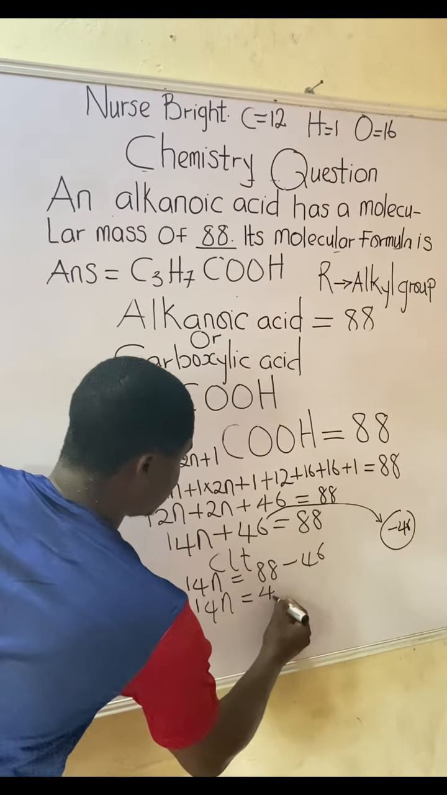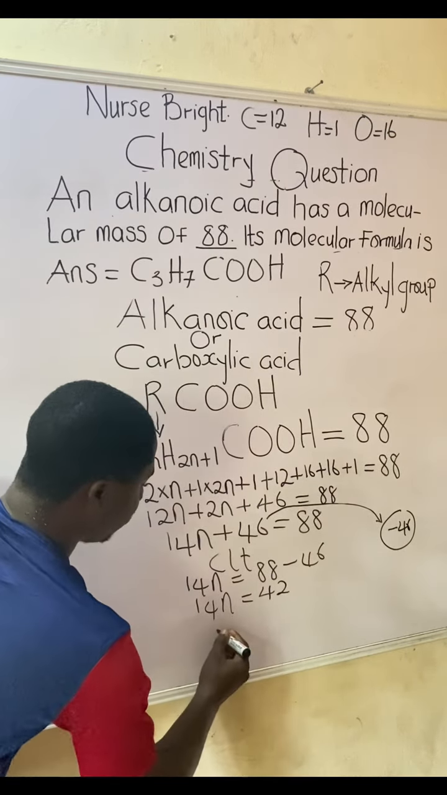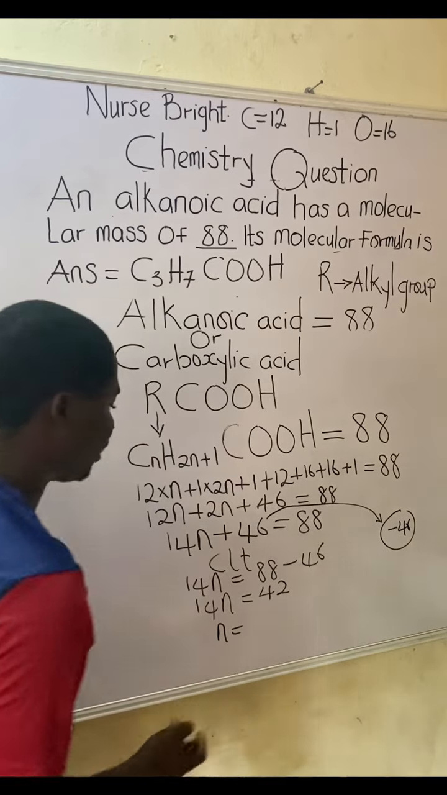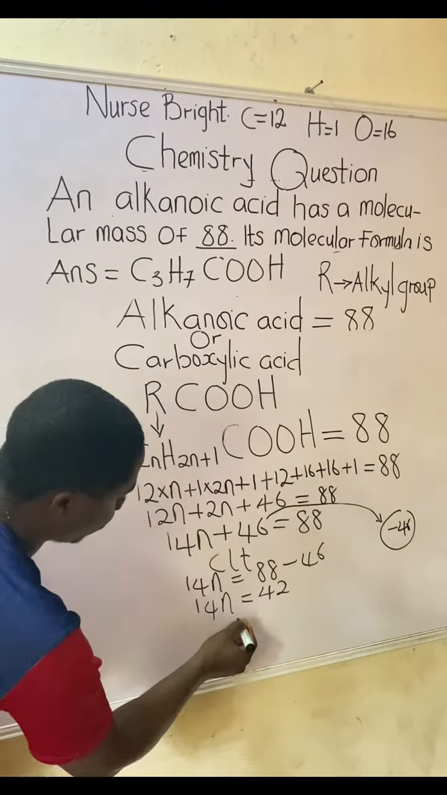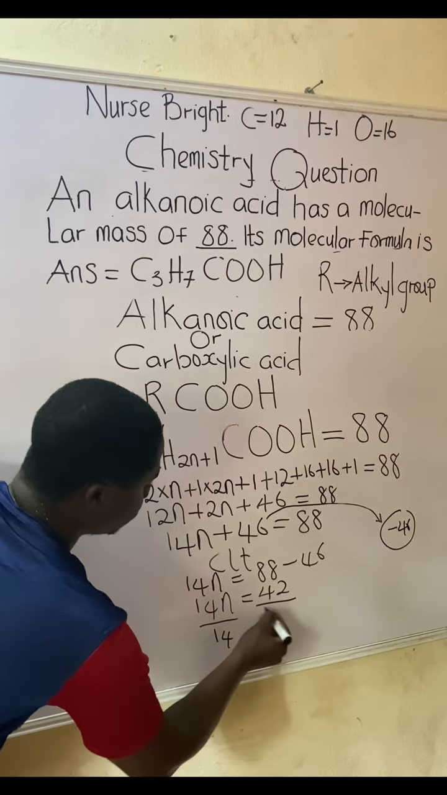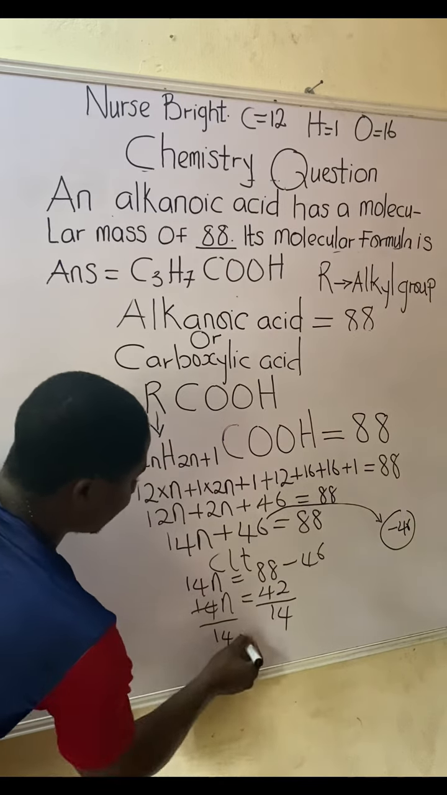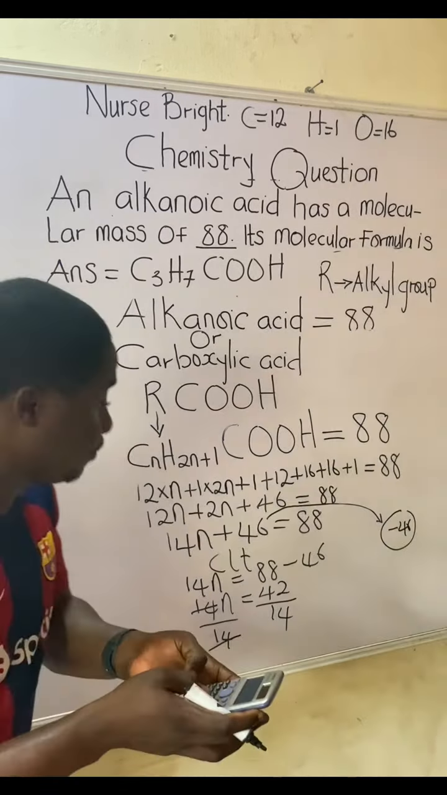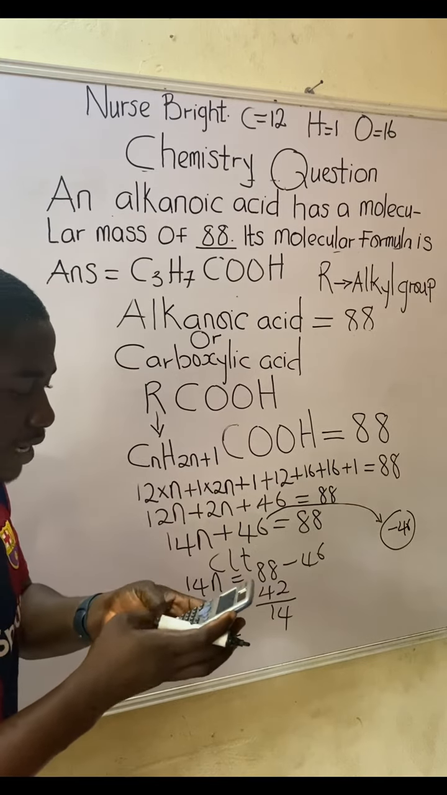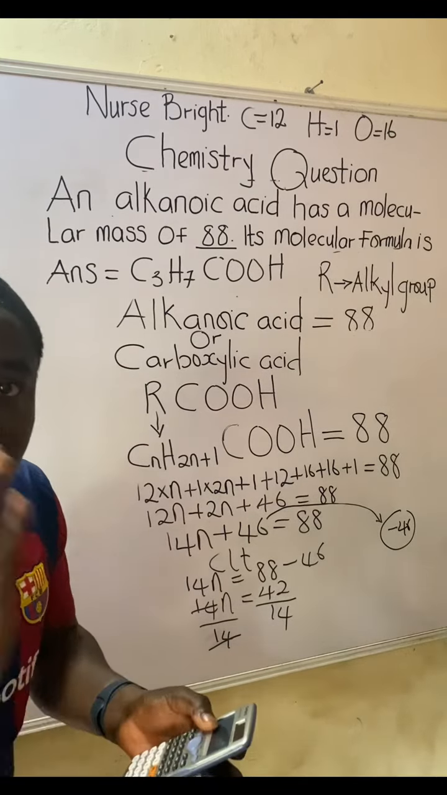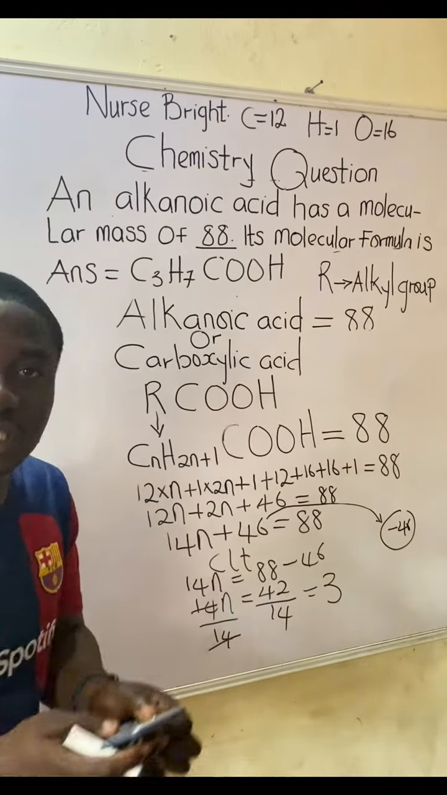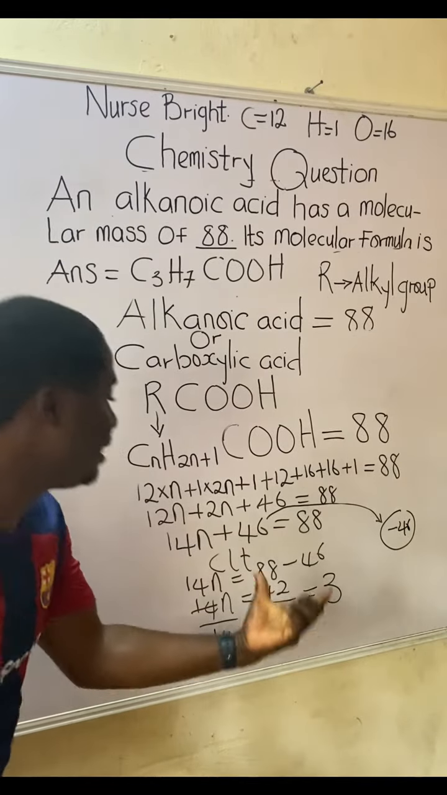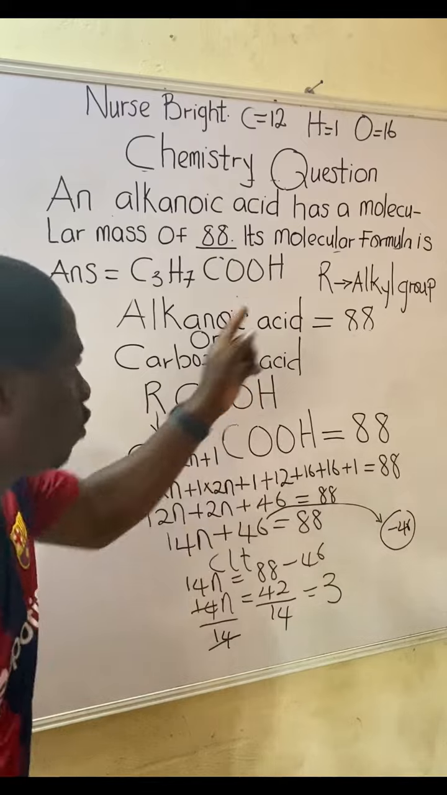Okay, so here is 42. So let us get the value of n now. To get the value of n, you divide both sides by the coefficient of n. What is close to n is 14. You divide both sides by 14. 14 cancels 14, so what becomes n, which is 42 divided by 14? 42 divided by 14, that is 3. So you can see that we've gotten the value of n to be 3. This number we've gotten will help us to solve this question.